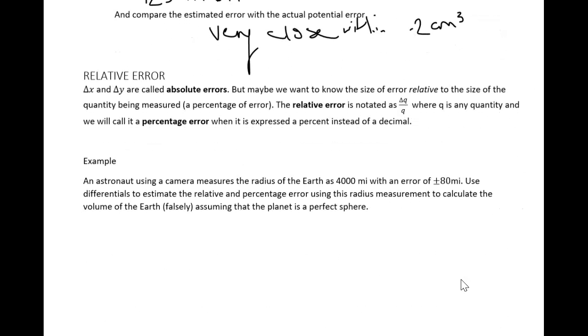Okay, delta x and delta y are referred to as absolute errors because they are the exact amount of error. But generally, a lot of times, you don't care about the amount of error, you care about the amount of error relative to the size. So if you're talking about a cube the size of a house, 0.2 centimeters is nothing. But if you're talking about a microchip, 0.2 centimeters is massive. So we need to think about our error as relative, which is just a ratio describing the error divided by the quantity. If you leave your answer as a decimal, you're going to call it relative error. And if you leave it as a percent, you just call it percentage error instead.